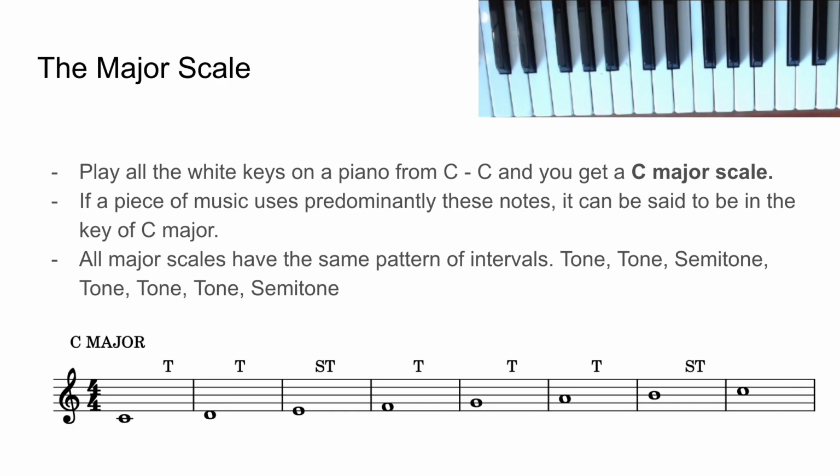And what that means is that if a piece of music uses predominantly those notes, it can be said to be in the key of C major. All major scales have the same kind of sound to them, and that sound comes from the same pattern of intervals between each note in the scale. And that pattern looks like this.